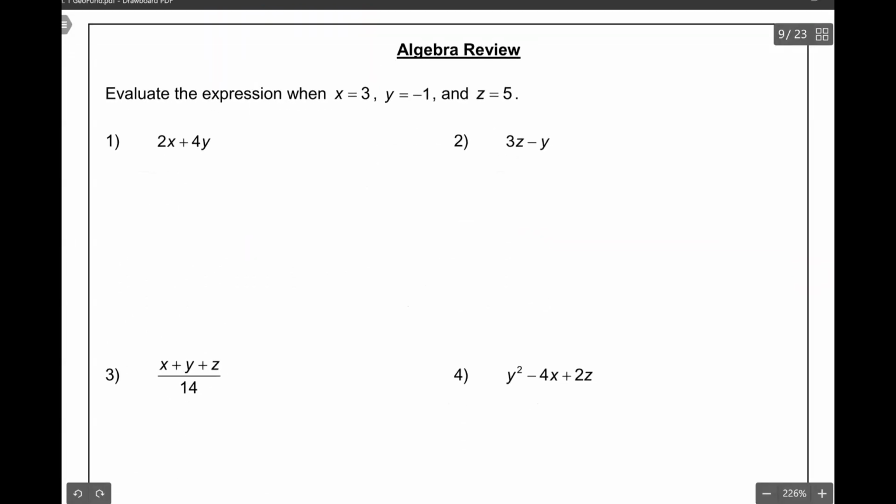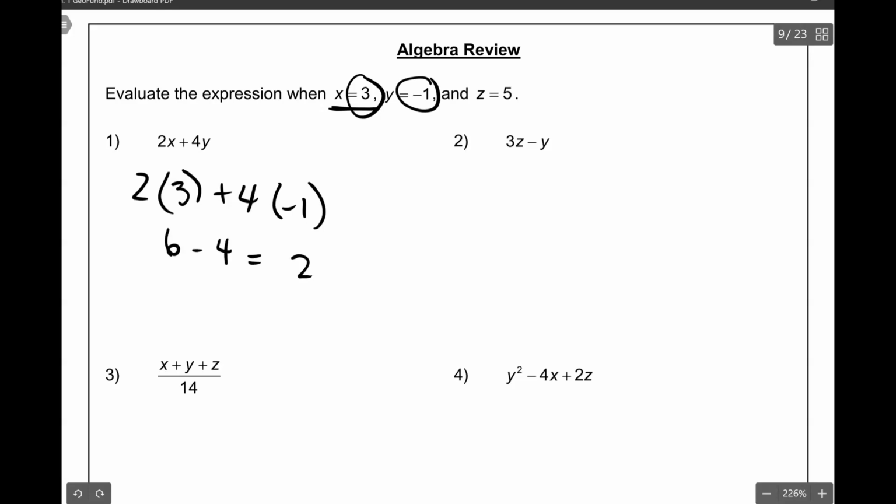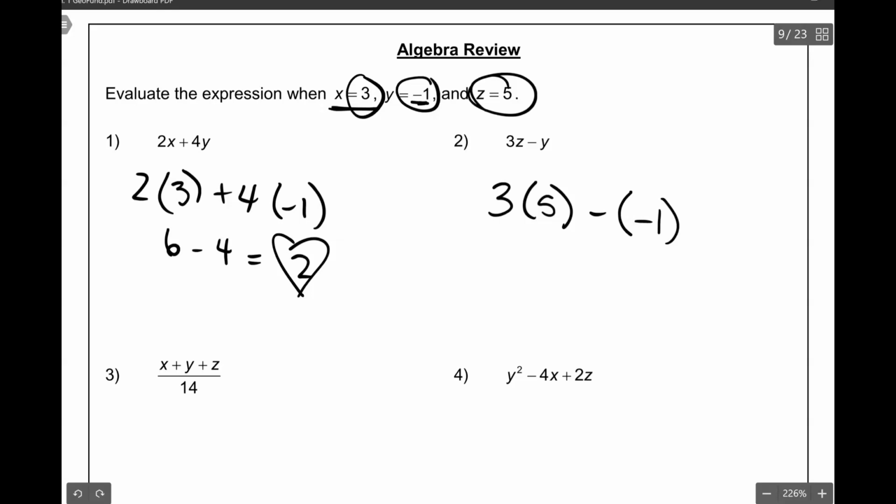All right, algebra review, here we go. So all you have to do is plug in, everywhere you see an X, you're gonna plug in a 3. And everywhere you see a Y, we're gonna plug in, what's this number? -1, awesome. So 2 times 3 is 6, 4 times -1 is -4. So this is going to be 2. All right, ready? Everywhere we see a Z, what are we gonna plug in? 5. 5. Minus, remember what I said Y was? -1. So I have 15 minus a -1 is just 15 plus 1, so that's 16.